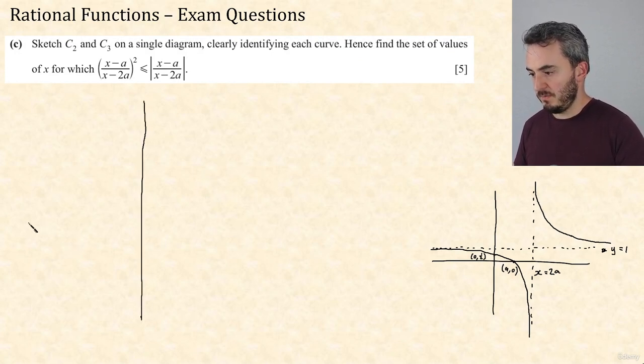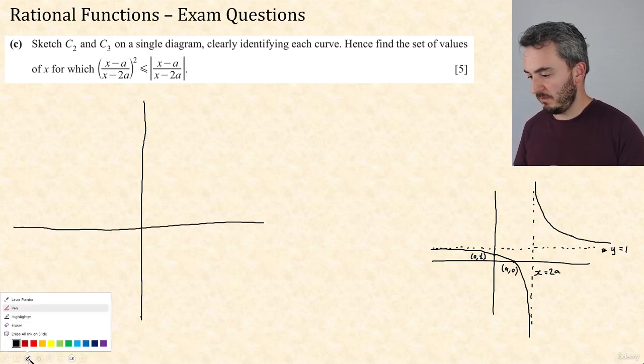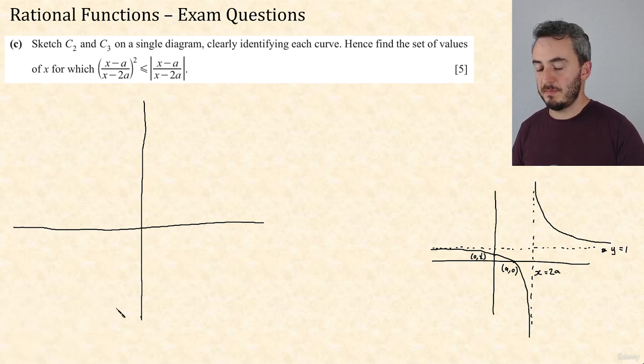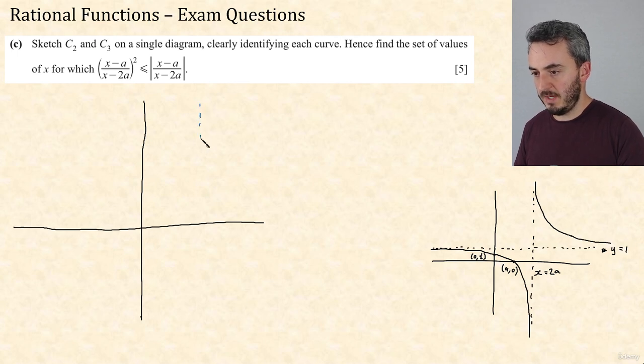So let's give ourselves some axes. Let's have a go at the modulus one first. That's a little bit easier, and let's do these in different colours. So let's go with a dark blue for the mod. For the mod, what are we keeping? Well, we're keeping everything that's positive, and anything that's negative we are flipping. So our asymptote will stay the same. That's at x equals 2a. So that's staying where it is. And our horizontal one is also staying the same at y equals 1.